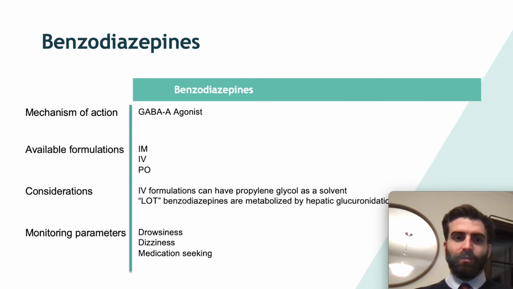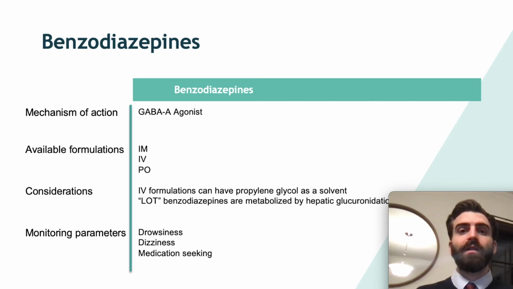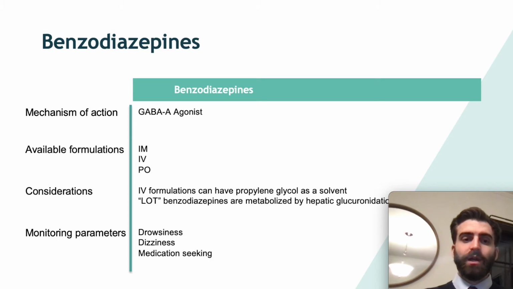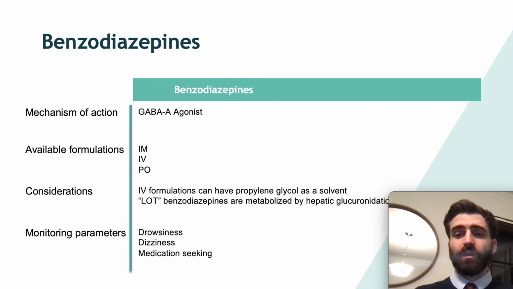Some considerations with benzodiazepines is that IV formulations have propylene glycol as a solvent, so repeated administrations can cause propylene glycol toxicity. Next, if the patient has hepatic dysfunction or is elderly, their CYP enzymes in their liver won't work as well, so you might want to pick a LOT benzodiazepine, which means lorazepam, oxazepam, or temazepam. Some things to monitor are drowsiness, as these are sedating, and dizziness, as they can contribute to falls. These are controlled medications, so you want to look for patients that might be using these medications inappropriately.